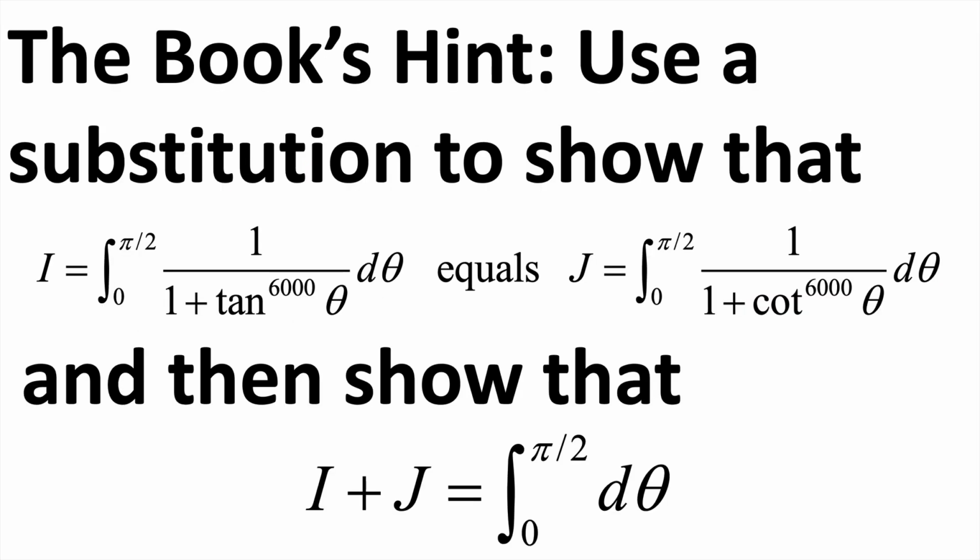But now we need to go back to the book's hint to use a substitution to show that the integrals I and J are equal. That seems a bit confusing.